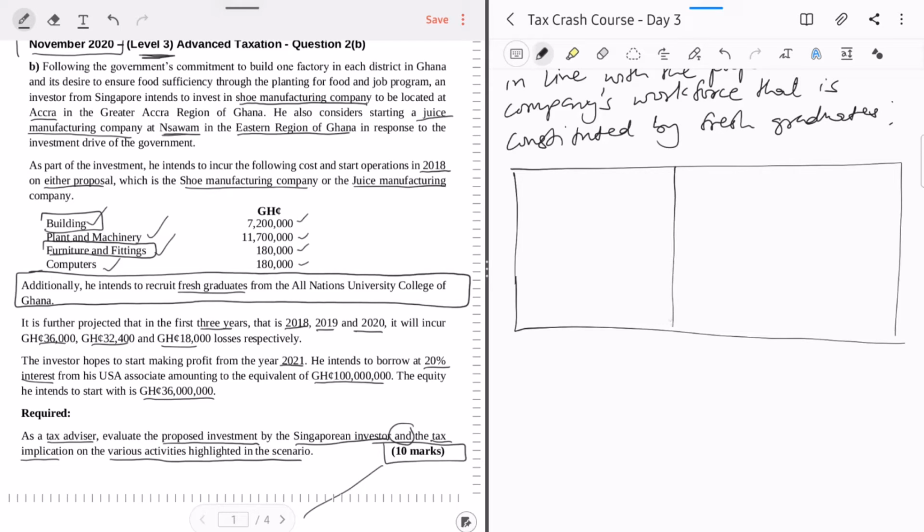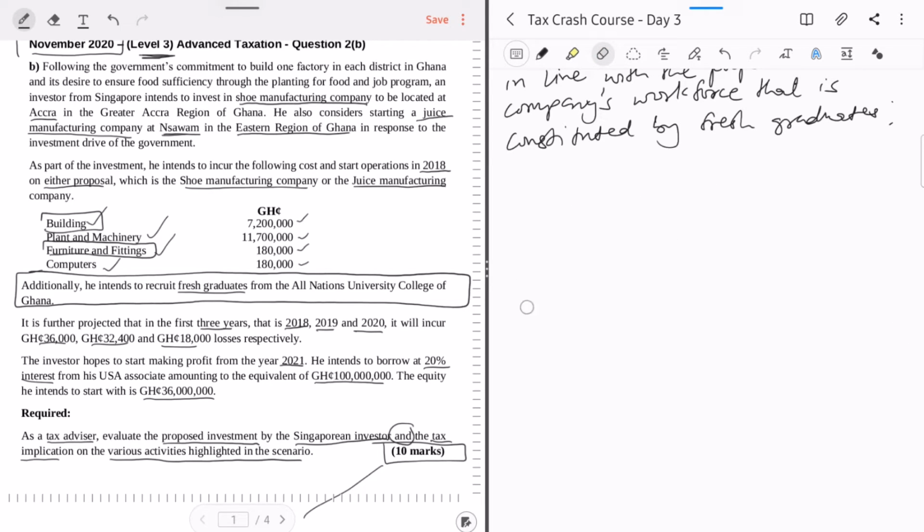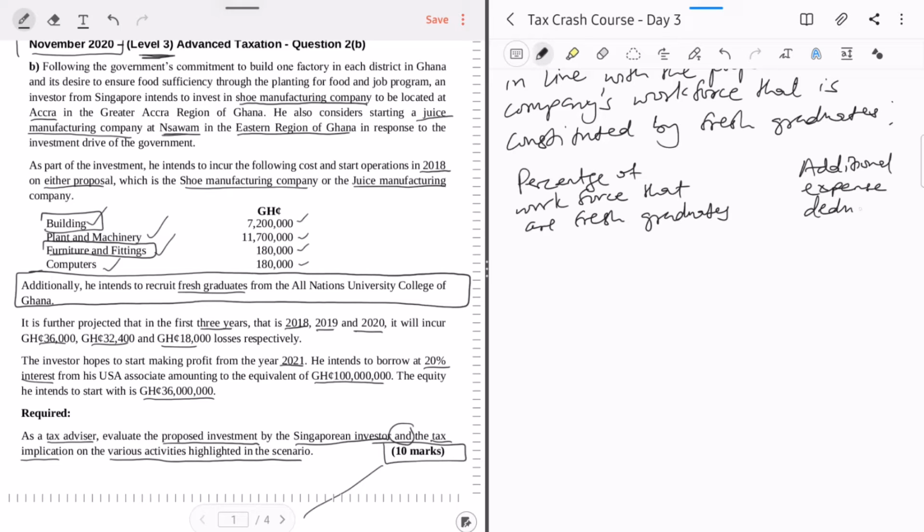So we'll just say percentage of workforce. Let me even do it like this. Let me write it first. So percentage of workforce that are fresh graduates. And then the next column can be additional expense deduction. Okay, that's more like it.